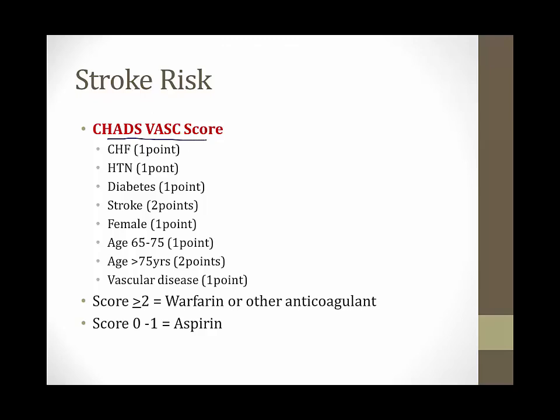This score gives a patient a point for the same things as the CHAD score. However, it also gives 1 point if the patient is female. It gives 1 point for age 65 to 75 and 2 points for age 75 or greater. And finally, it gives 1 point for vascular disease. Once you calculate the score, you then use the same interpretation system. A greater than or equal to 2 score means you should use warfarin or some other anticoagulant. A score of 0 to 1 indicates aspirin is okay.